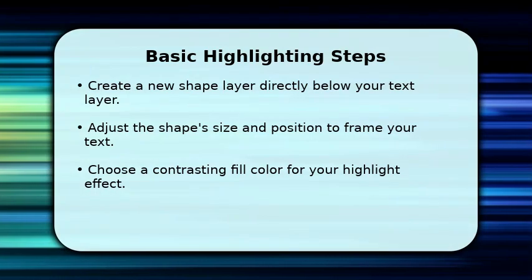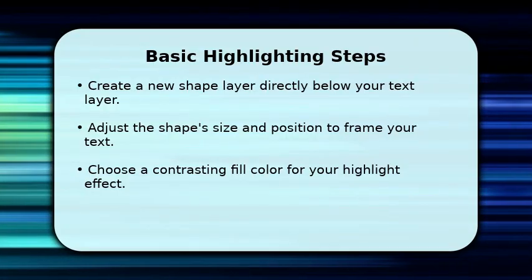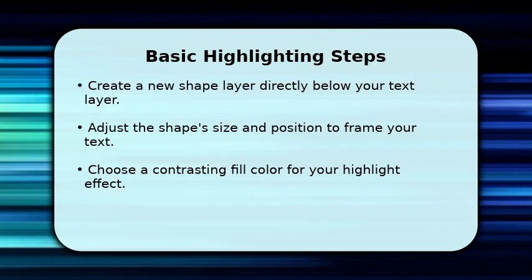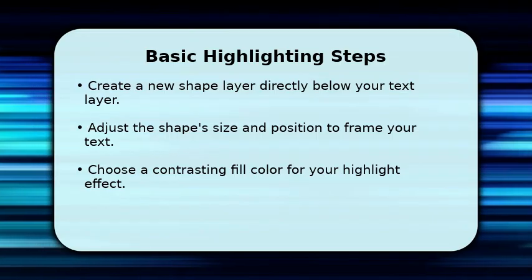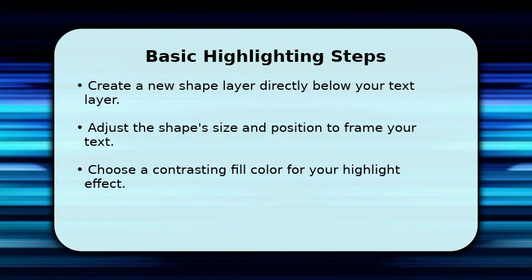To begin, create a new rectangle or shape layer in your graphics panel. Place this new shape layer directly underneath your text layer in the timeline. Next, carefully adjust the shape's width and height to perfectly encompass the words you wish to highlight. You can easily modify its position to align precisely with your text. Finally, select a vibrant fill color that provides excellent contrast against your text, making it truly stand out.